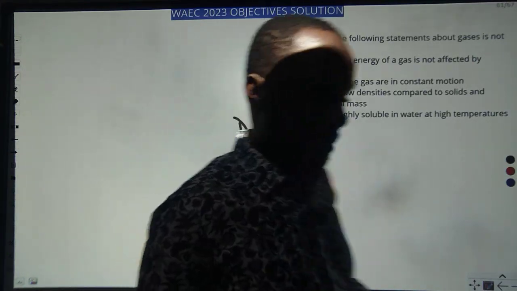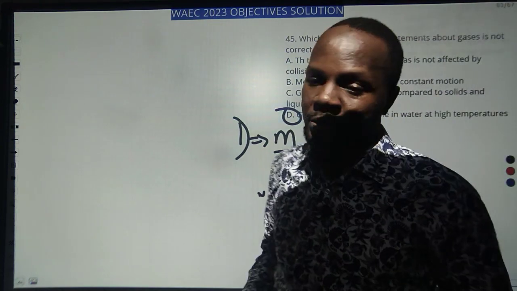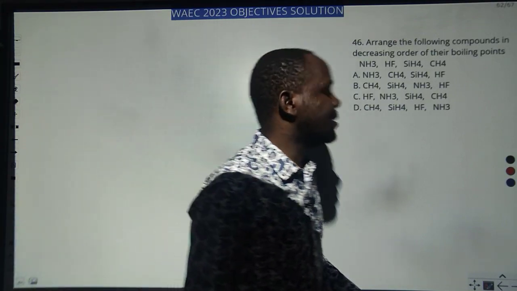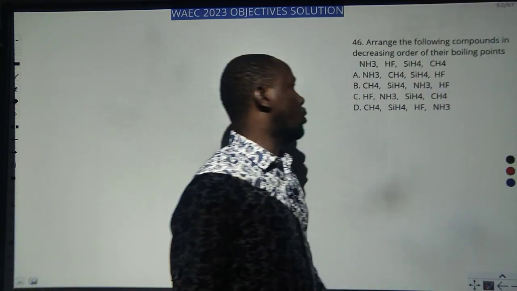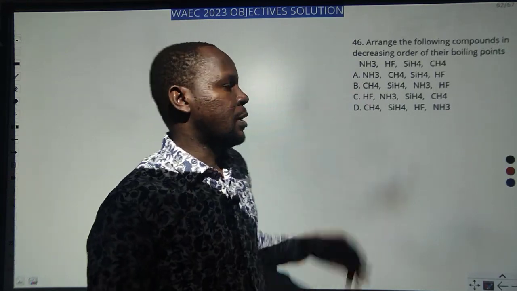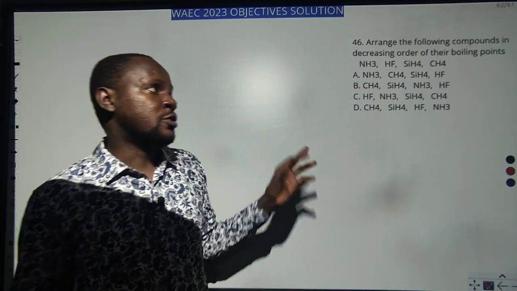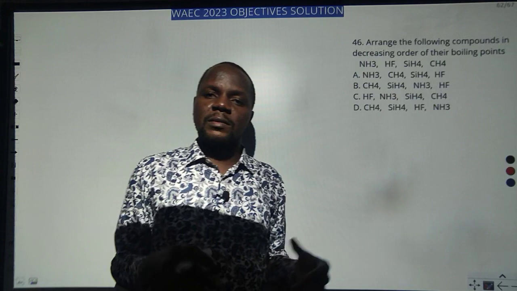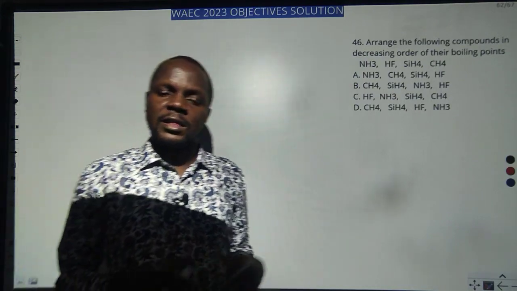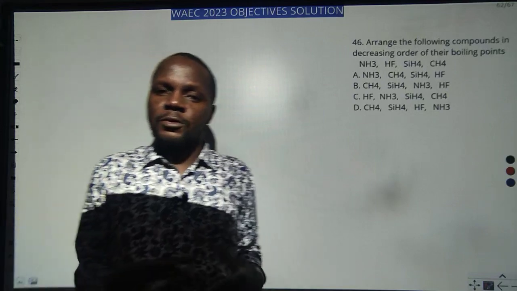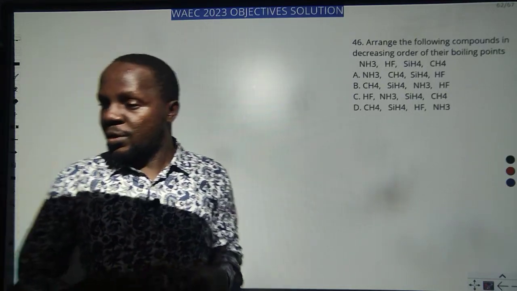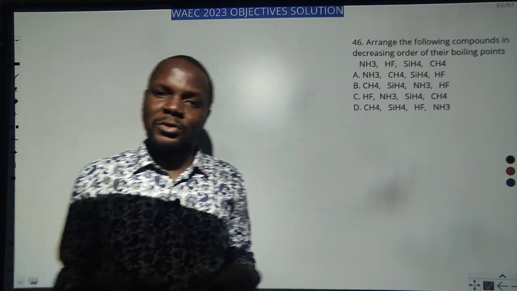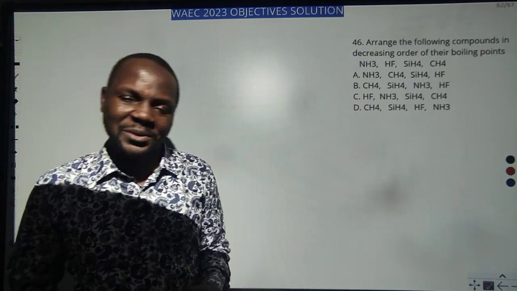Question 45. I think I'm getting tired now, so I just need to finish up quickly. Arrange the following compounds in decreasing order of their boiling point. Now, the concept of boiling point is about molecular geometry or the intermolecular forces between them. If the bond joining those compounds is strong, then you expect the boiling point to be high. For example, if you are talking about a strong bond like hydrogen bond, you expect the boiling point of a hydrogen-bonded compound to be higher than that of London dispersion force, or what you call Van der Waals force.